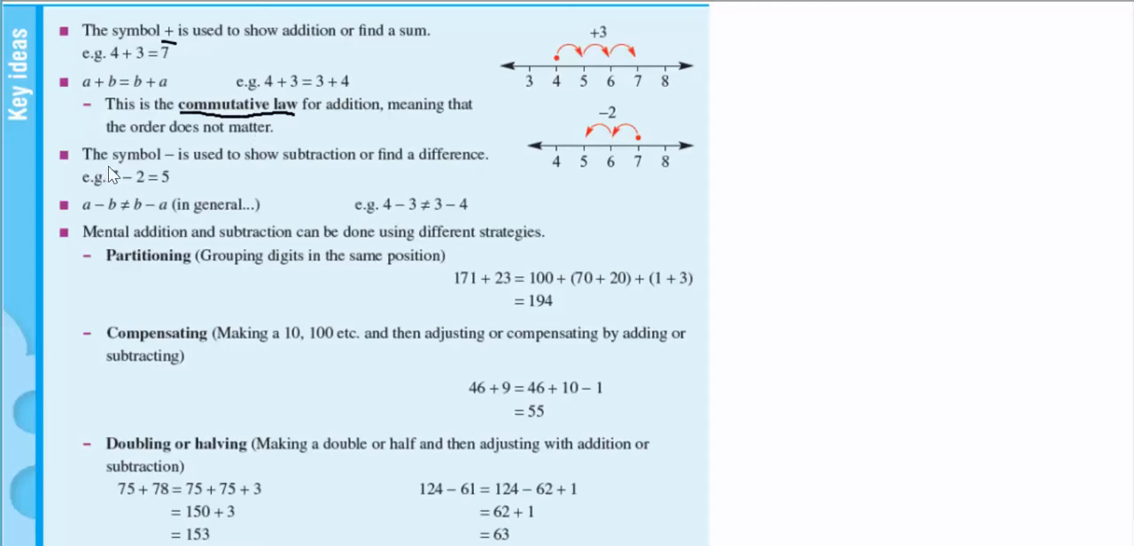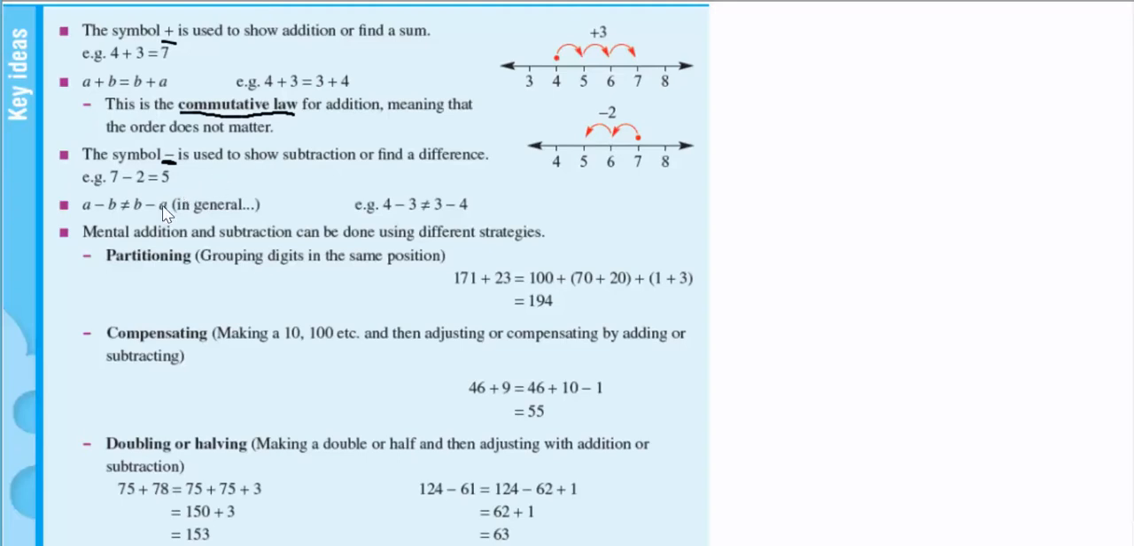The symbol minus here is used to show subtraction or find a difference. So 7 minus 2 equals 5. Now, before we go any further, do you think the order for subtraction matters? Do you think the commutative law applies to subtraction? Hopefully you said no, it doesn't, because 7 minus 2, which gives you 5, is very different to 2 minus 7, which would end up giving you a minus 5.